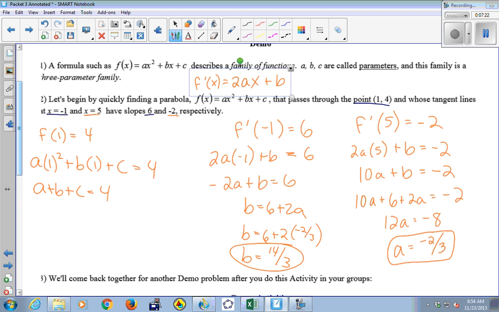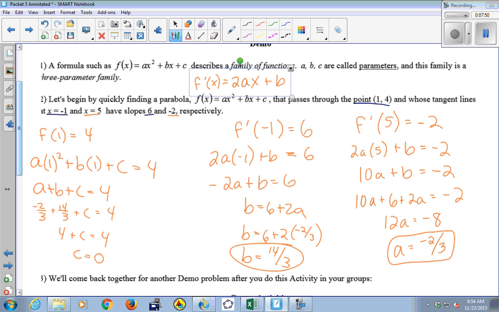And now I know a and b, so I can put them into my equation that has a, b, and c in it and solve for c. So -2/3 plus 14/3 plus c equals 4. So that's 12/3, which is 4, right? 4 plus c equals 4, so c has to be 0.